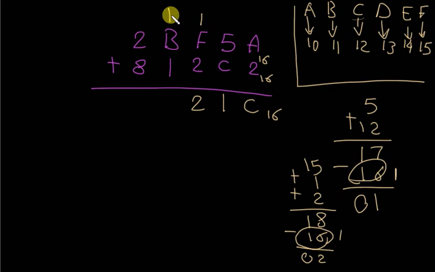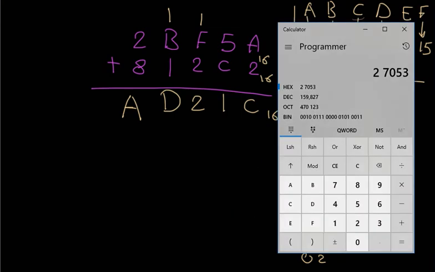Then here I have 1, B, 1. So right now I can just add 2 to B, so that means instead of B I'm going to put D. And then I have 2 and 8, which gives me a 10, and 10 is actually an A. So AD21C is going to be my value in hexadecimal number. I'm going to check it again.